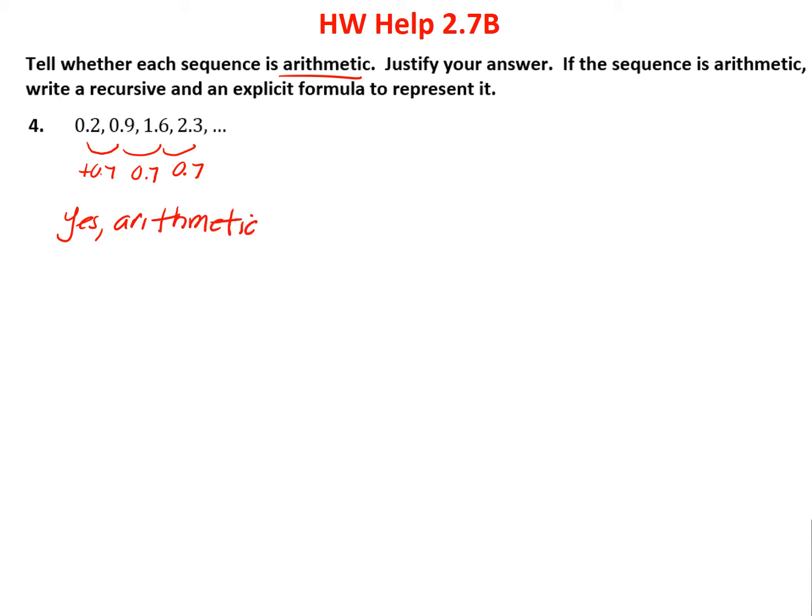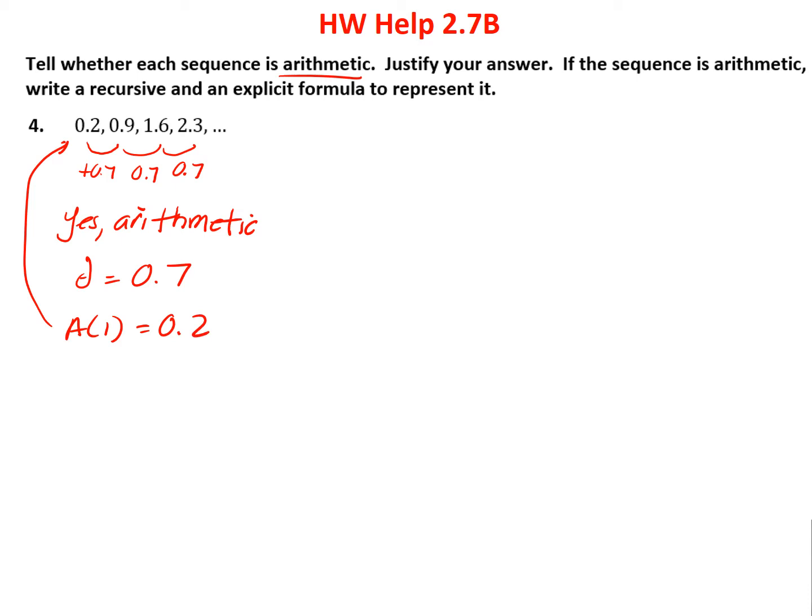Now, to write our formulas, we need to know two things. First, what's the common difference? Well, the common difference is 0.7. And what's the first term? Well, the first term is 0.2. Now, with those two points of information, we can write both of them.